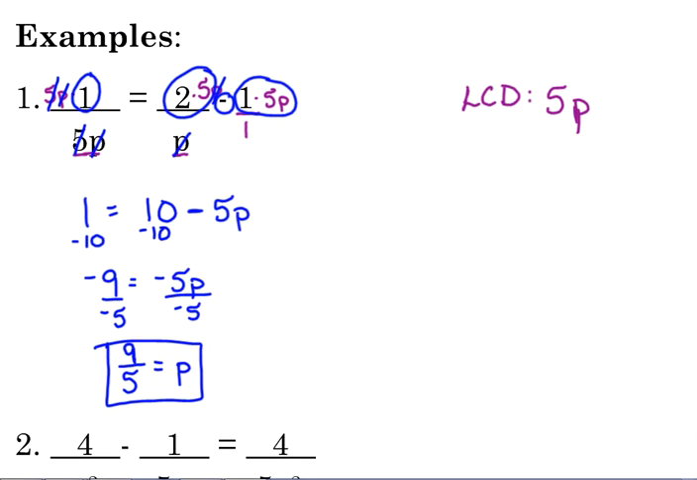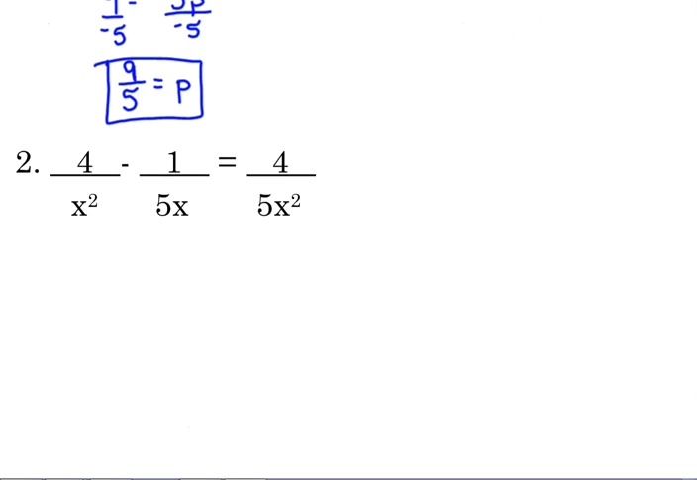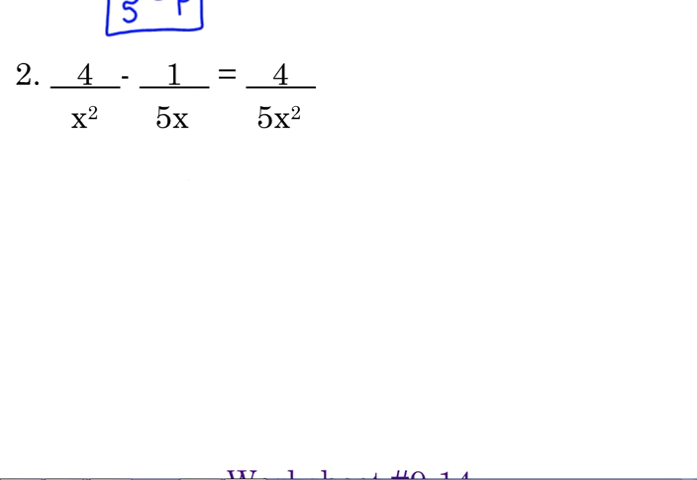All right, let's look at the second one. We have 4 over x squared minus 1 over 5x is equal to 4 over 5x squared. So we don't have any missing denominators here, so that's good. Identifying our LCD, I notice that I've got x squared in 2 of my denominators. That x in the middle denominator is absorbed in that x squared. So I don't need x squared and x. I just need x squared, and then of course I need the 5. 5x squared is my LCD.